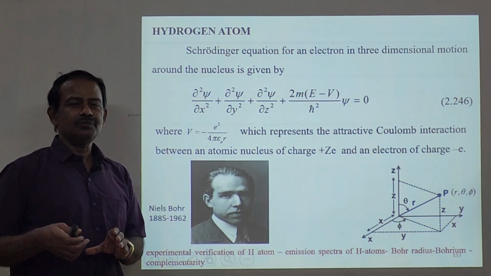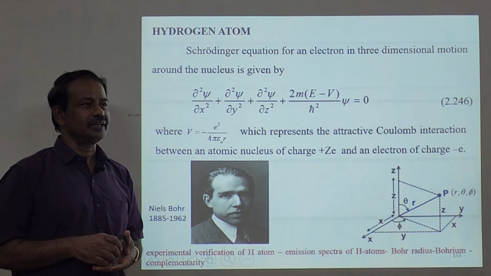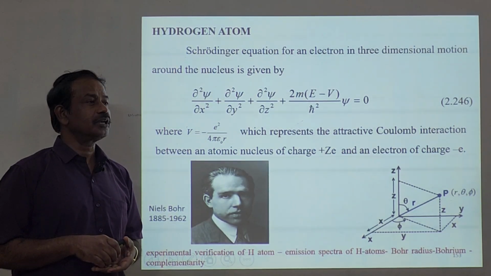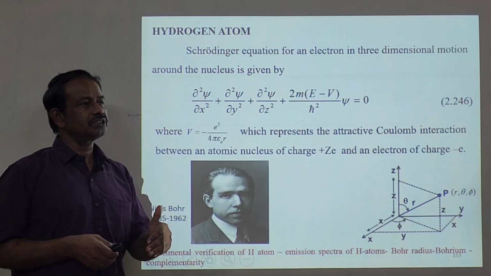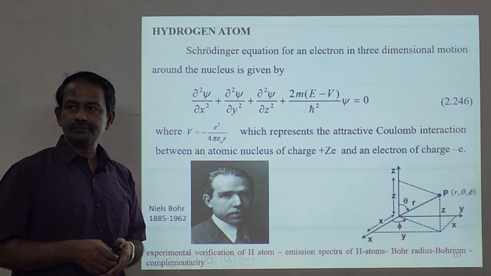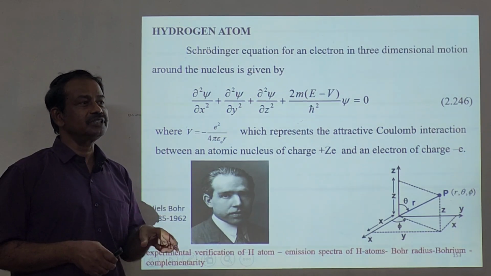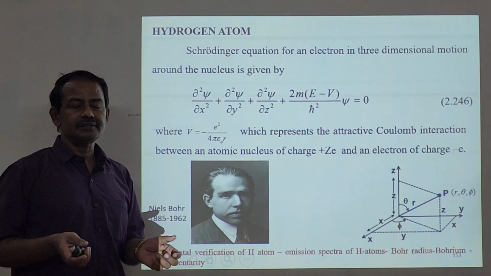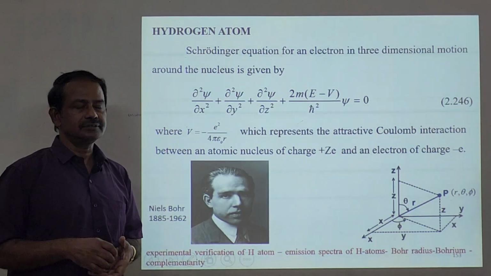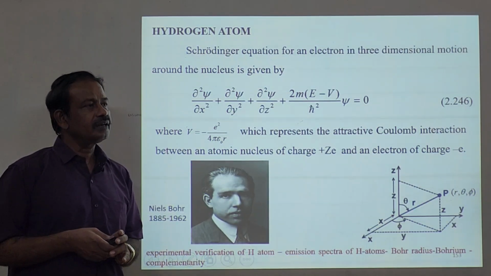So we'll have to go for spherical polar coordinates. In spherical polar coordinates, we are going to separate each coordinate, like r, theta, phi. We are going to separate them using the separation of variables technique. We are going to separate all three coordinates r, theta, phi. So that's the idea behind it.